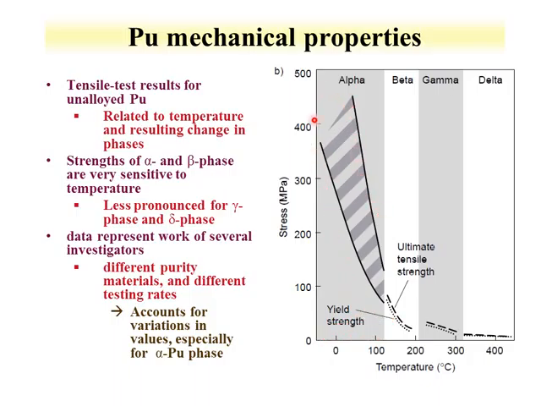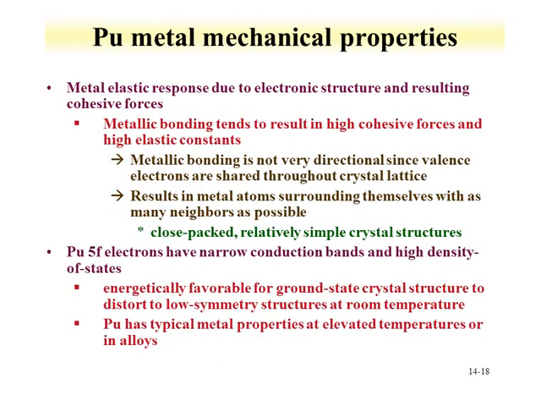So over 100 degrees, we go from something on the order of 100 to 400 megapascal, whereas for the gamma and delta phase, over 100 degrees for the delta phase, we hardly get any stress change. So plutonium metal has an elastic response. This is again due to the electron structure and resulting cohesive forces. Metallic bonds, when they interact, tend to have high cohesive forces that give high elastic constants.